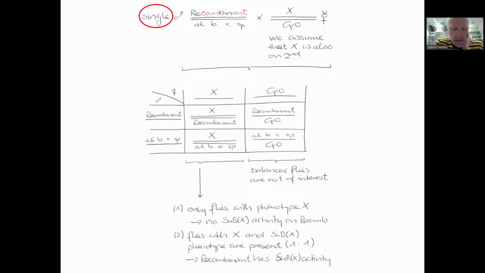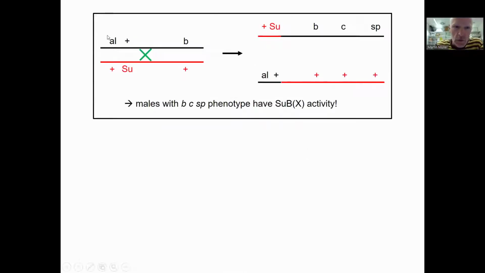This is a slide I just introduced before this lecture here, so you don't have it in your handout. But let's look at the situation, and then it will become immediately clear to you. So Aristolase and black are fairly far apart. So this suppressor mutation could either be here or here or here. And then it depends, of course, where the crossing over occurs.